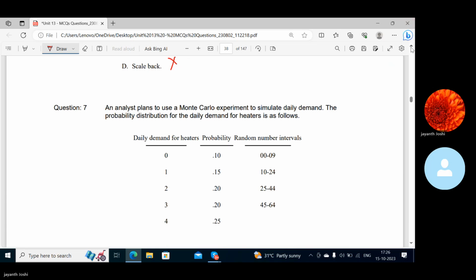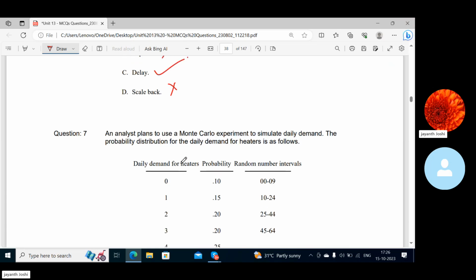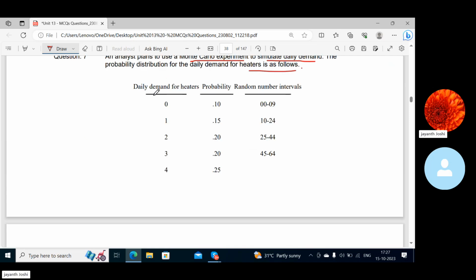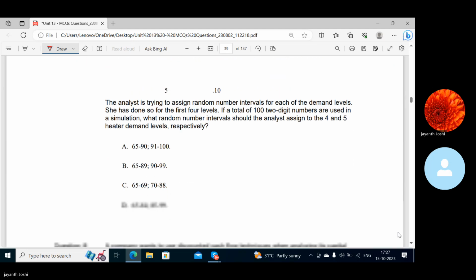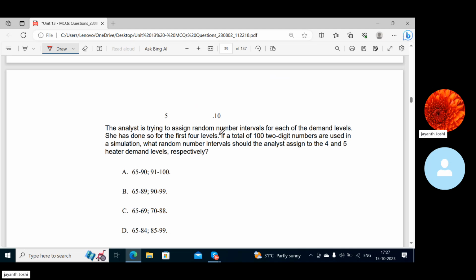Next question. It's a Monte Carlo simulation based question you had in your MBA, right? An analyst plans to use a Monte Carlo experiment to simulate daily demand. Probability distribution for daily demand for heaters is as follows. Daily demand of heaters is given. Probability is given. Random number intervals are given. What are they asking? The analyst is trying to assign random number intervals for each of the demand levels.